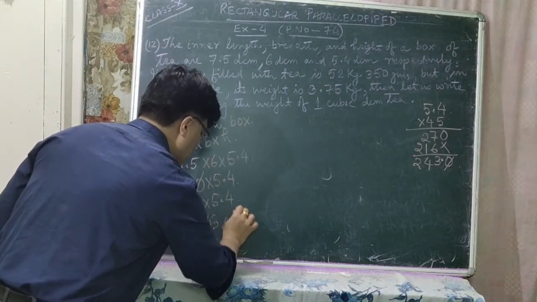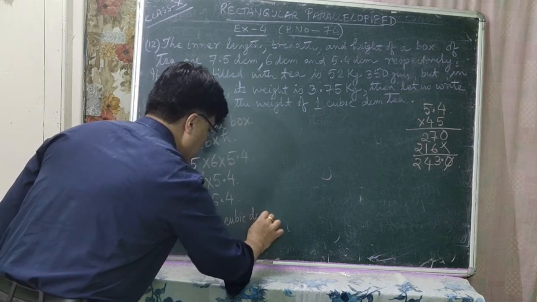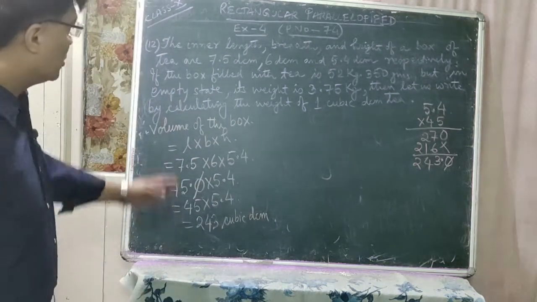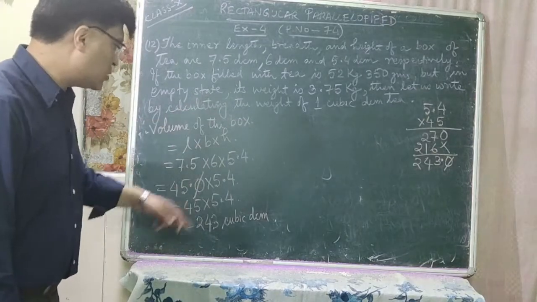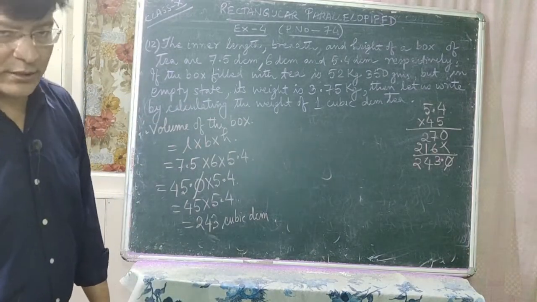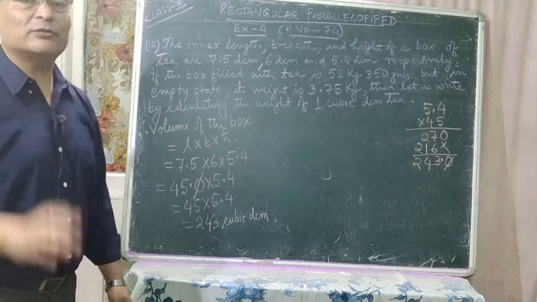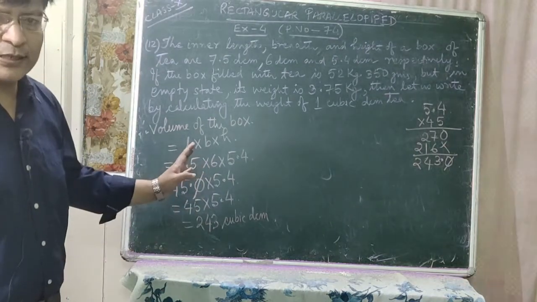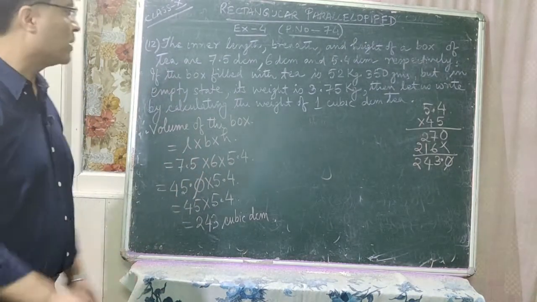It is cubic decimeter. So this is your cubic decimeter. So what is the volume of the box? It is 243 cubic decimeter. So is that clear to all of you? So I think I've understood it. So you can copy it.